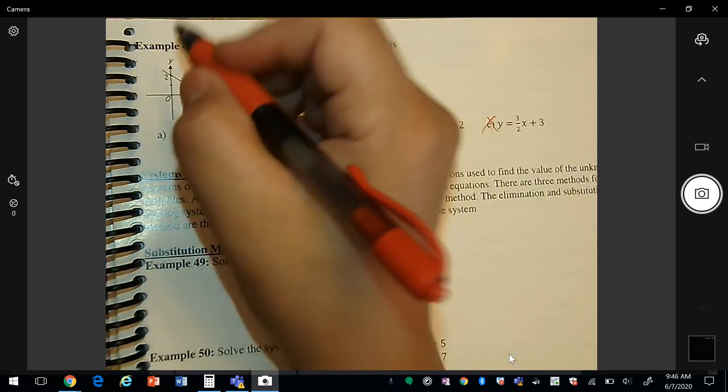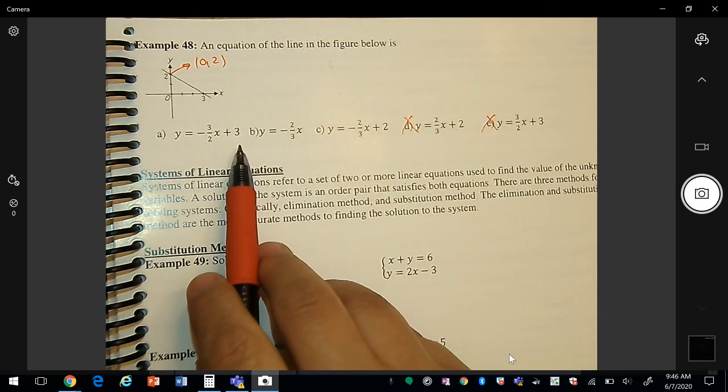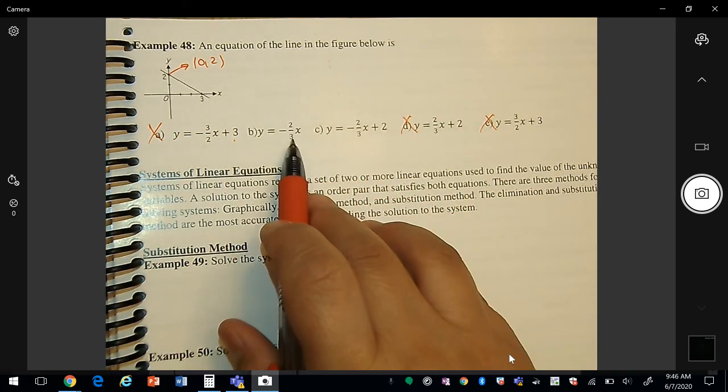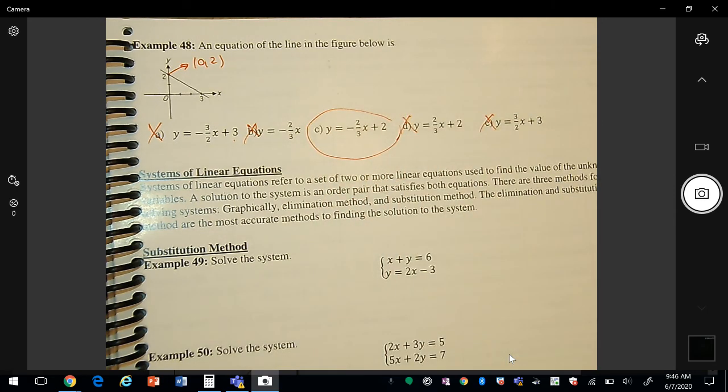The y-intercept is at (0, 2), so that's your B. This has a +3, so that one's out. And this one doesn't have a +2, so that's out. So that leaves me with this as my answer.